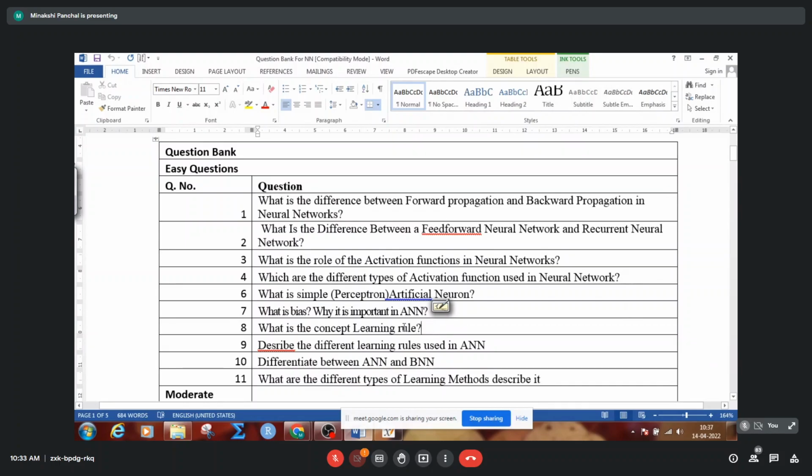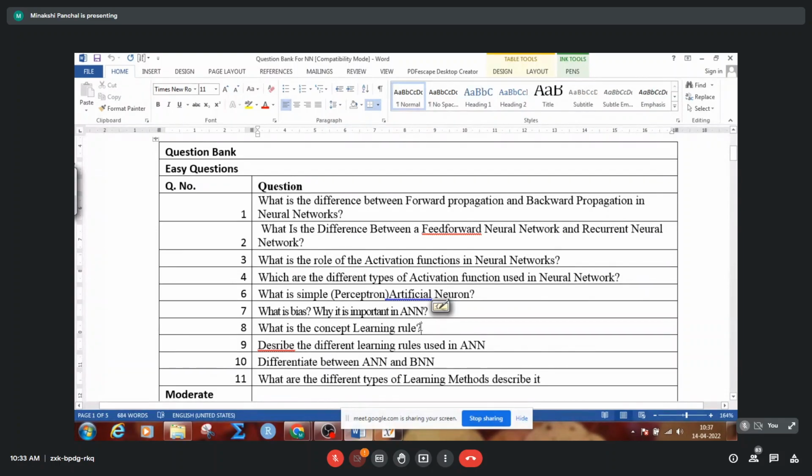What is the concept of learning rule? Why are we using learning rules? To update the weights and bias, so that we can go for the optimization. So we can describe the learning rule. We will add a question: what is the concept of learning rule?